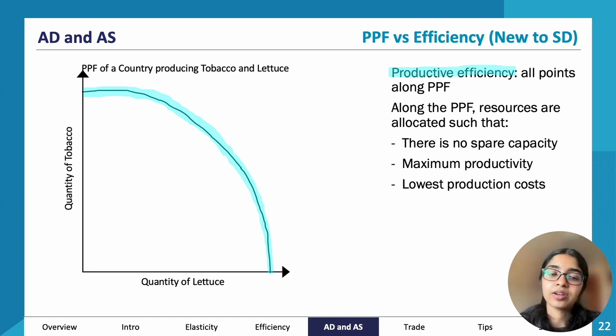And this is a hypothetical country that's producing either tobacco or lettuce. Okay, so productive efficiency is all points along the PPF, because at all points we're producing as much as we possibly can, using all our inputs as efficiently as possible. We're minimizing our per unit cost, so we're minimizing our inputs but maximizing output. So everywhere along the PPF is productive efficiency.